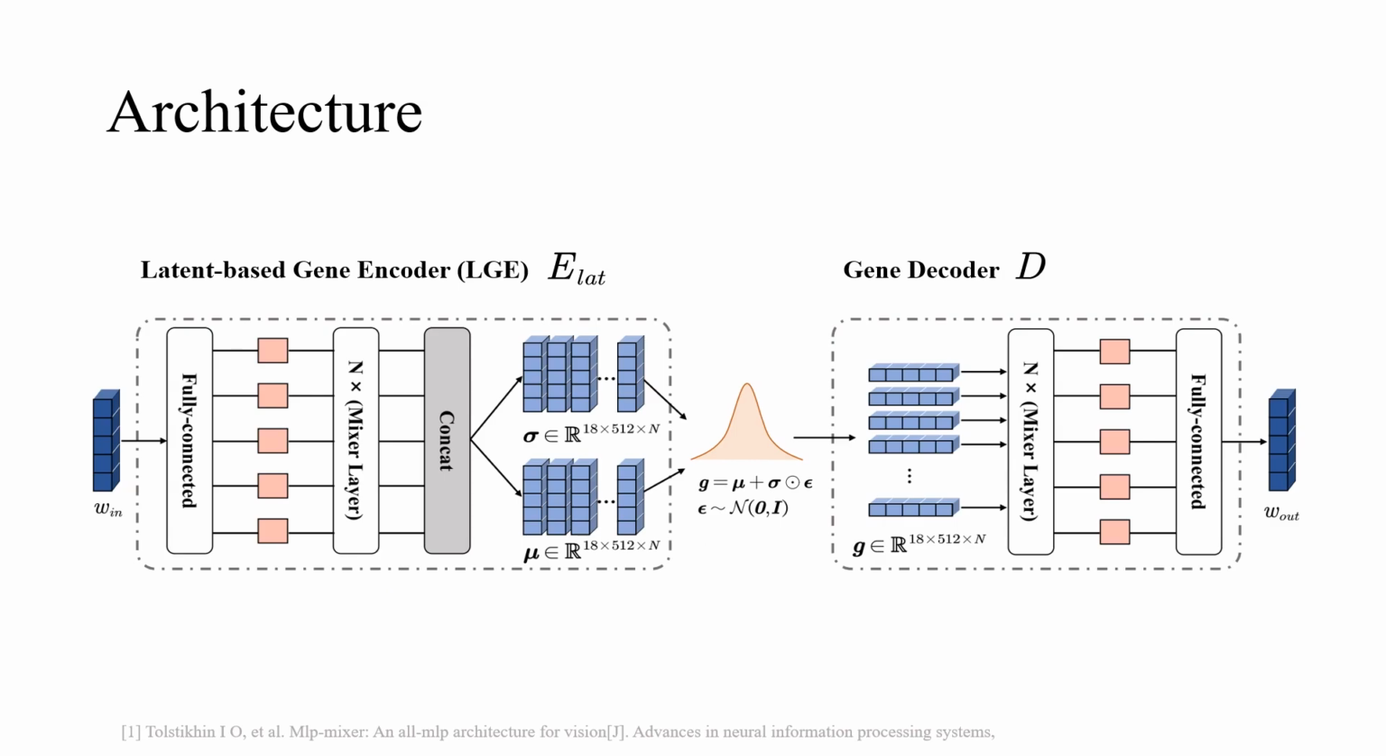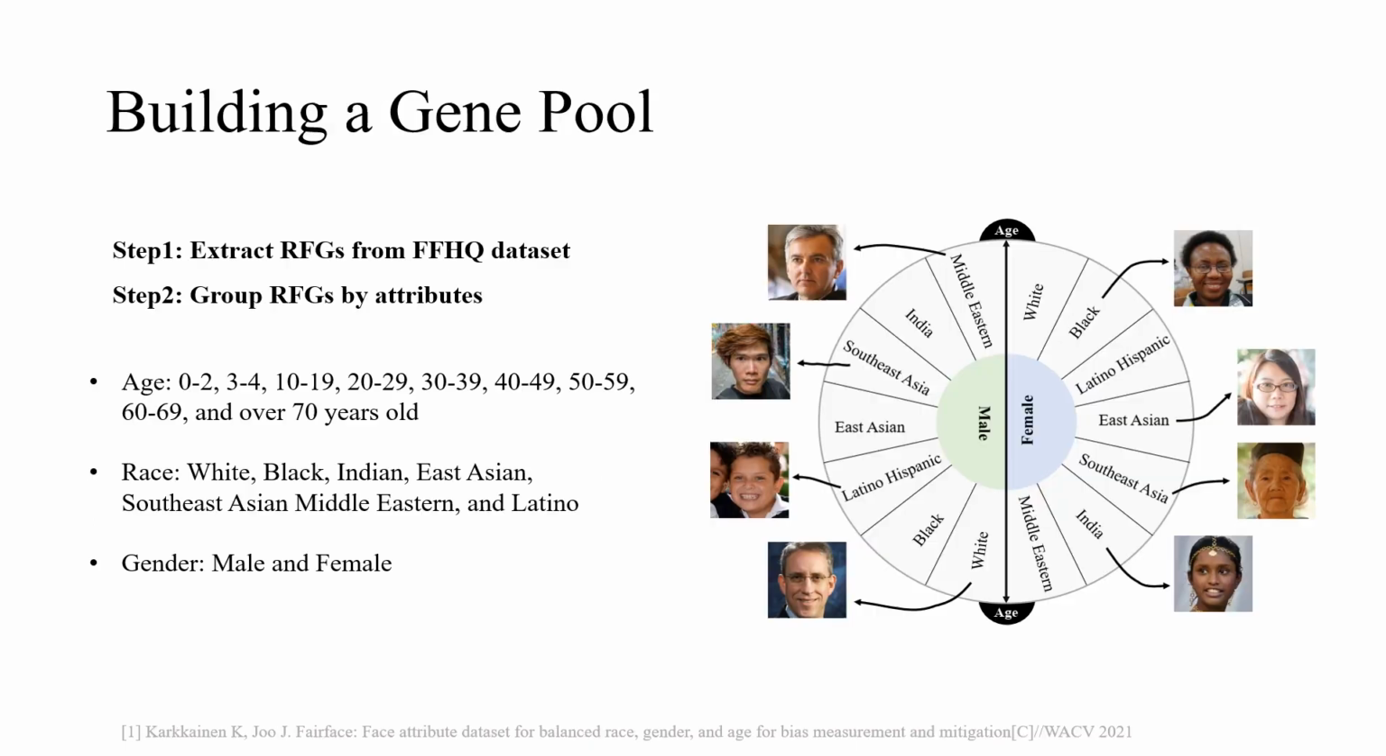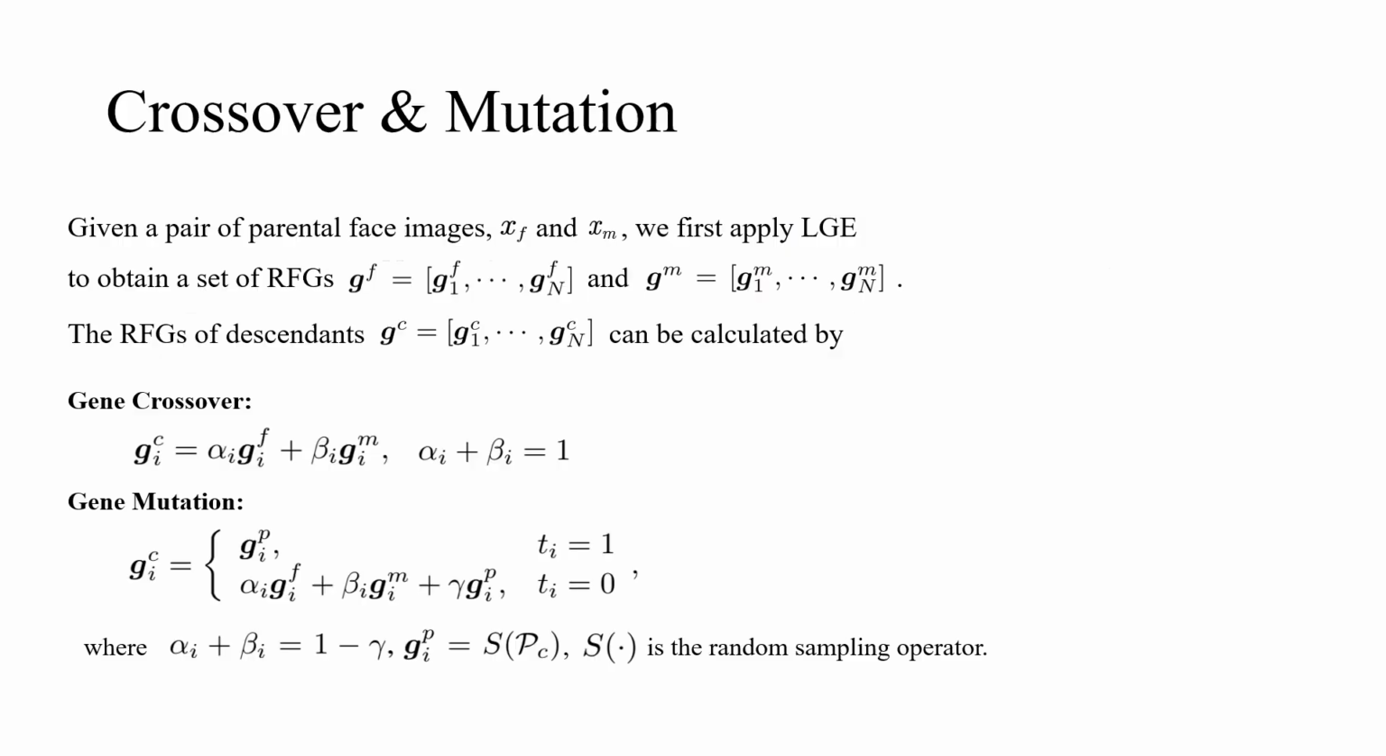This is the architecture of the latent-based gene encoder and gene decoder. Due to the high dimensionality of the vectors involved, the network backbone draws inspiration from Google's MLP-Mixer design, employing mixer layers. We do not want the mutational traits of synthesized descendants to be random noise without any basis. Therefore, we build a gene pool. Using a latent-based gene encoder, we pre-extracted RFGs from a large-scale facial dataset, and then grouped them based on facial attributes.